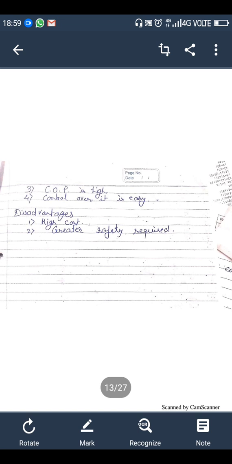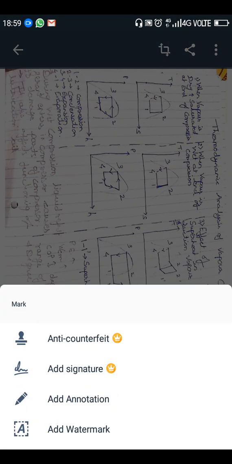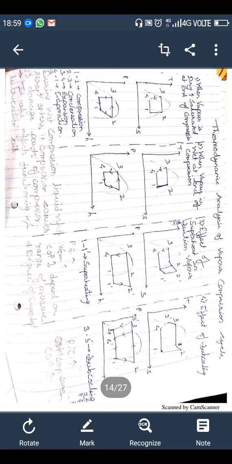Now we should see the next concept. This is the thermal analysis of our vapor compression refrigeration system. Thermal analysis means there are four different types, you can say the different changes you can make. So the first one is when vapor is dry and saturated at the end of compression.